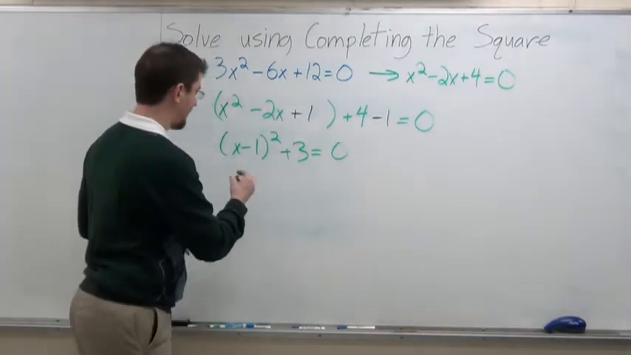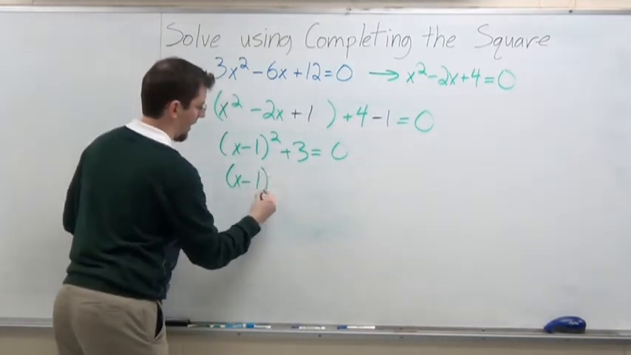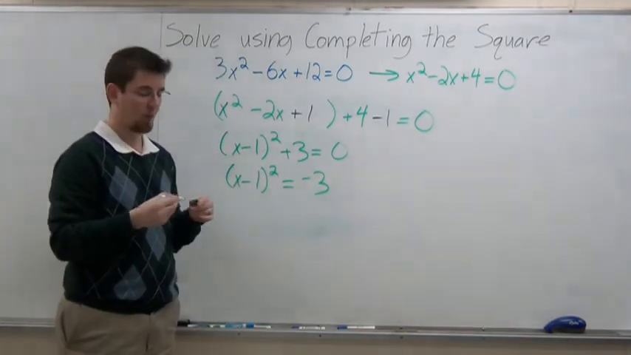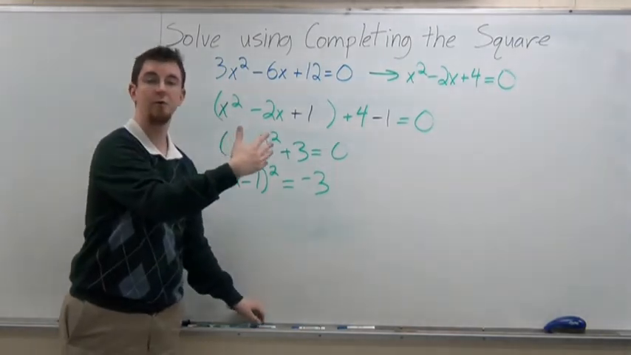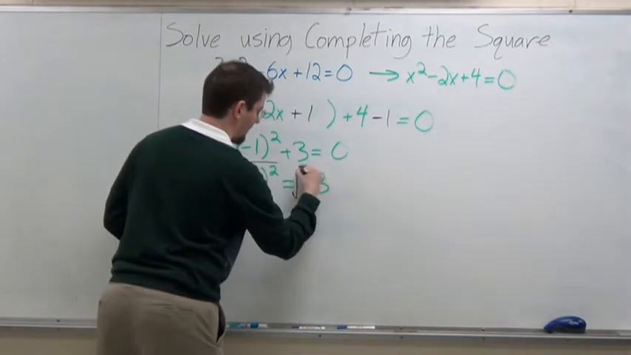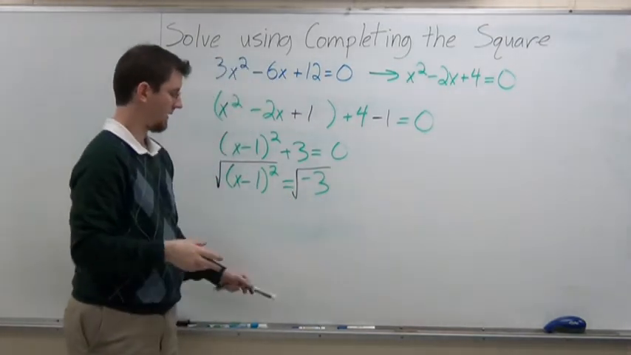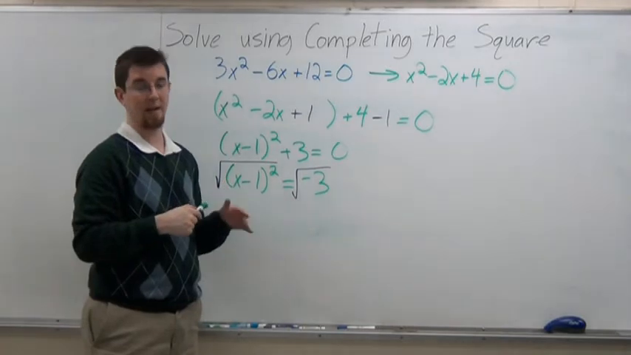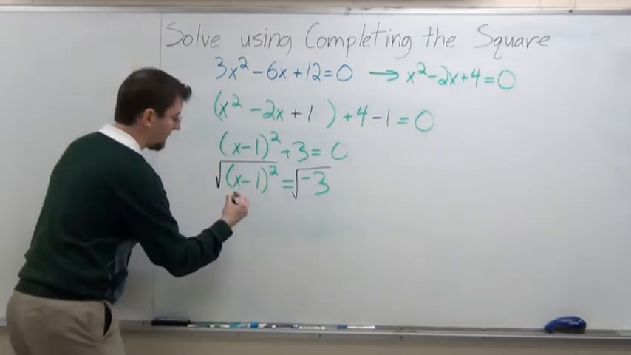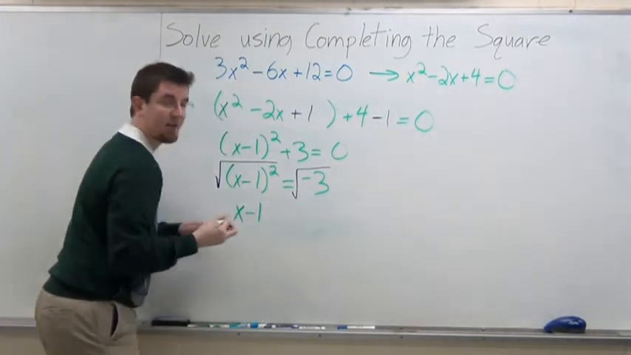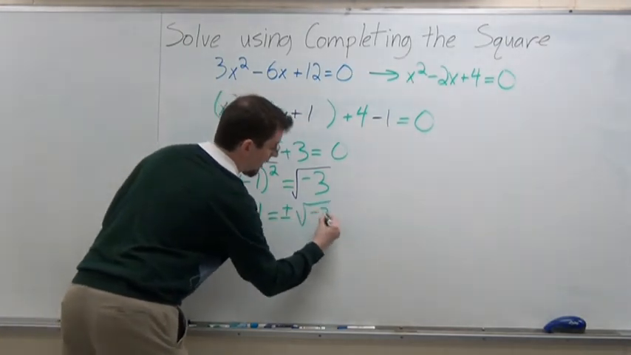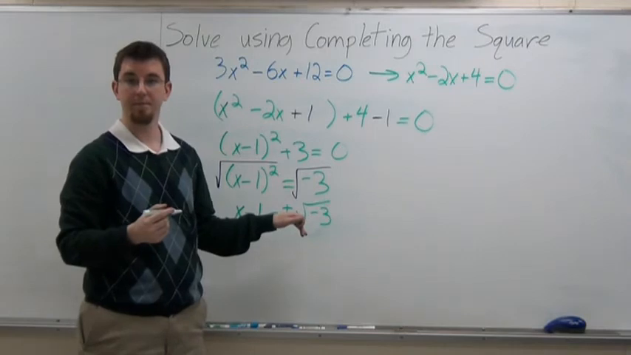I'm going to move over the 3. I've got my binomial that's being squared. I'm going to go ahead and take the square root of both sides. And when I do that, I have to add the plus or minus. Anytime I add a square root, I've got to add a plus or minus. So that leaves me x minus 1 equals plus or minus the square root of negative 3.